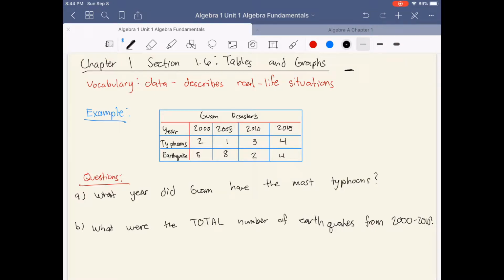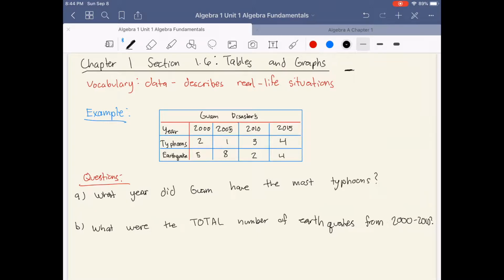Now, okay, so today we're going to be covering Chapter 1, Sections 1.6 and 1.7 because we didn't have time last class. There's no agenda for today, so all you're going to do in your notebooks is start from here, Section 1.6.